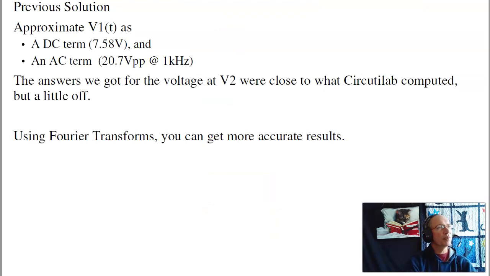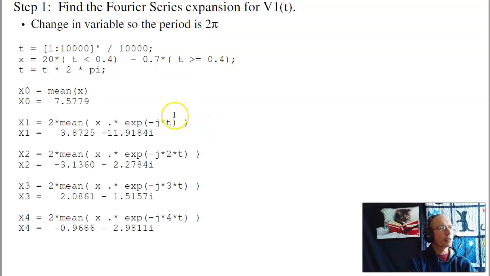So the previous solution that we did was approximate this with two terms, a DC term and a 1 kilohertz term. That's a little bit wrong. The correct way is to use Fourier transforms. To get the terms, the average of x is your DC term. Here's the first harmonic at 1 kilohertz, cosine and sine. Second harmonic, cosine and sine. Third harmonic, 3 kilohertz, cosine sine. Fourth harmonic, 4 kilohertz, cosine sine.